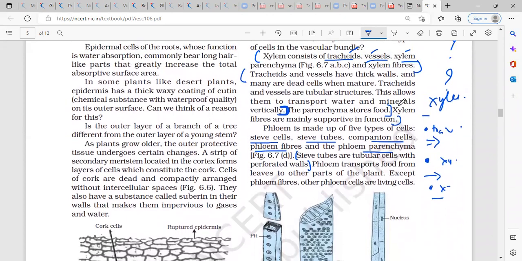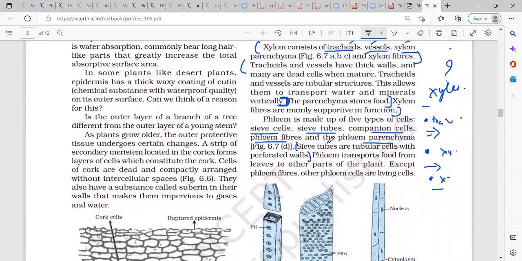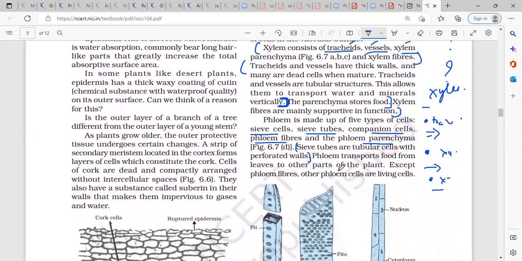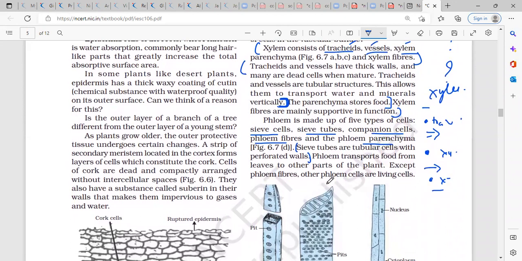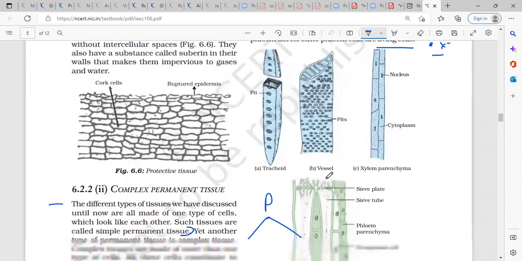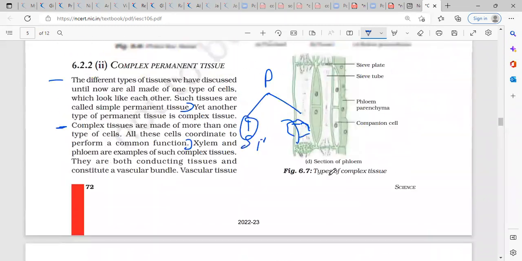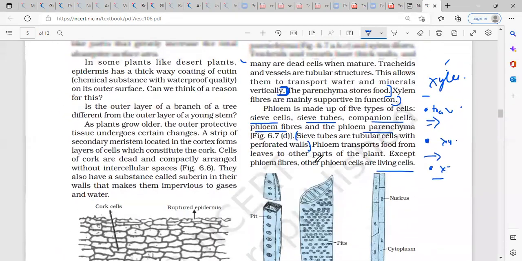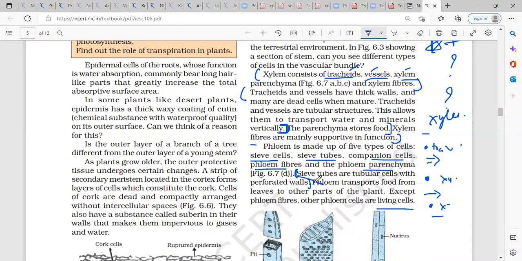Basically, xylem transports water and minerals, but phloem transports food from one part to another. It has sieve tubes, sieve cells, all of these. Everyone is a living cell, but phloem fiber is a dead cell. Clear? So you will write it down. First you will write phloem, then the parts it is made up of, and then this, and then this. Okay, you can start.